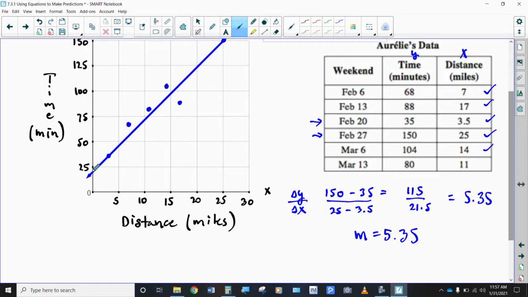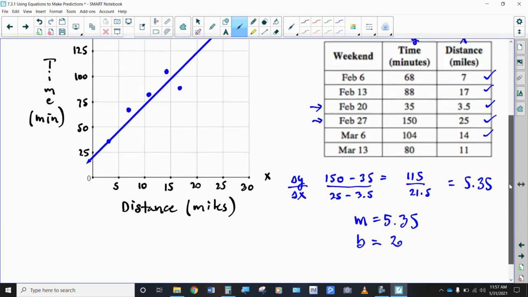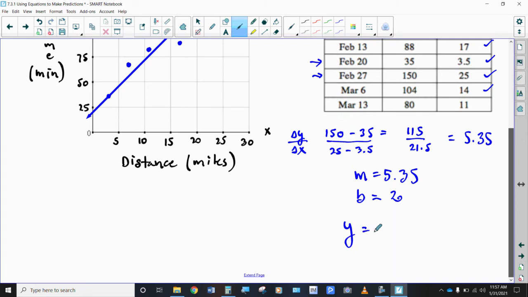And let's look and see what our y-intercept appears to be. Does that look like it's about 20? I feel like it does. It looks like it's about 20 right there. So could we say that the y-intercept is at 20, so that our rule ends up being y is equal to 5.35x plus 20.